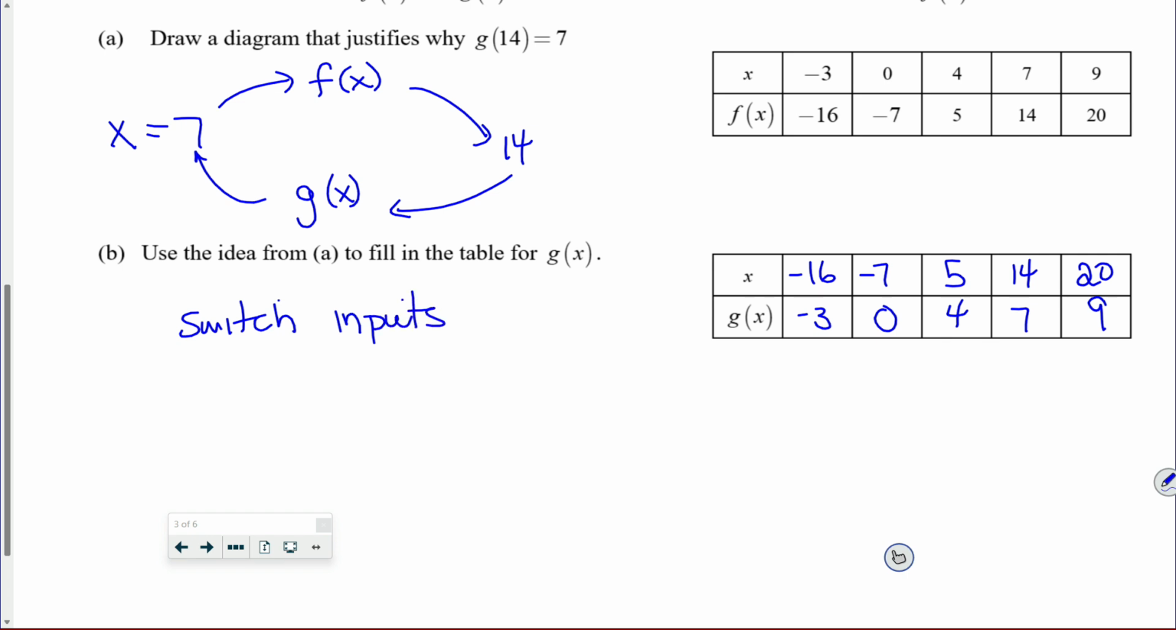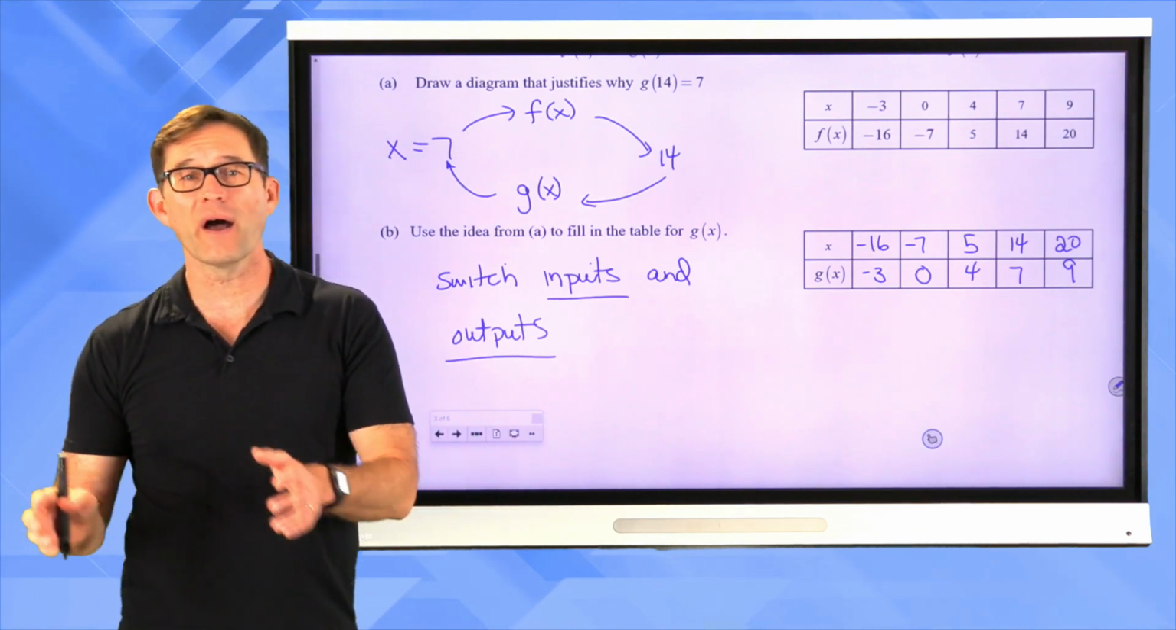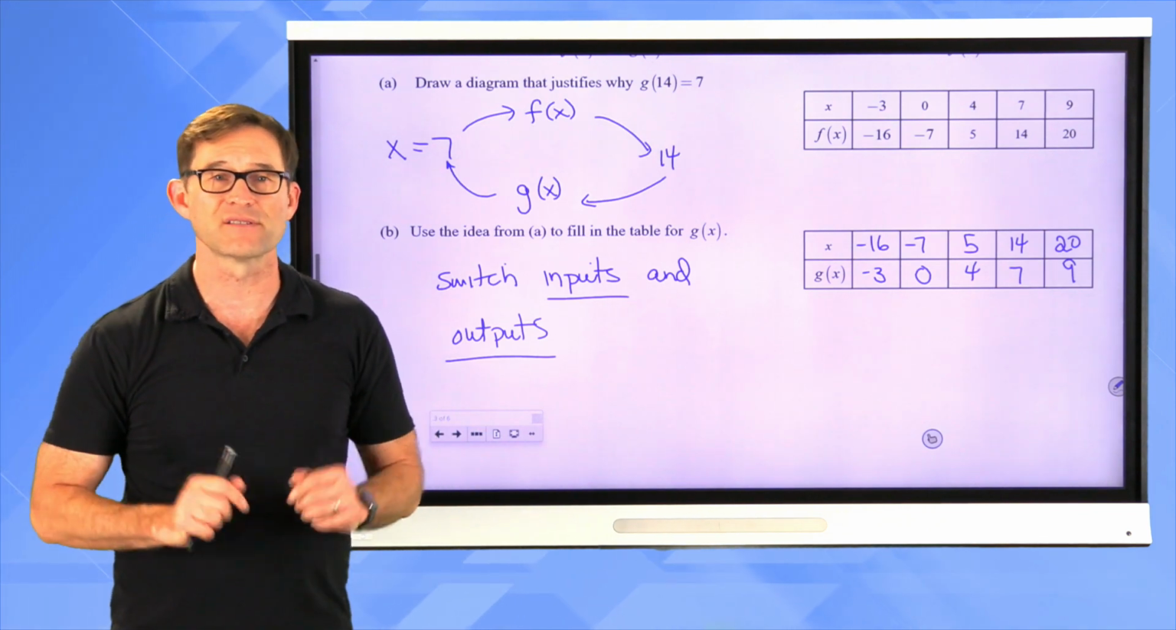Switch inputs and outputs. That's it, right? Switch domains and ranges. X's become y's, y's become x's, domains become ranges, ranges become domains, etc.